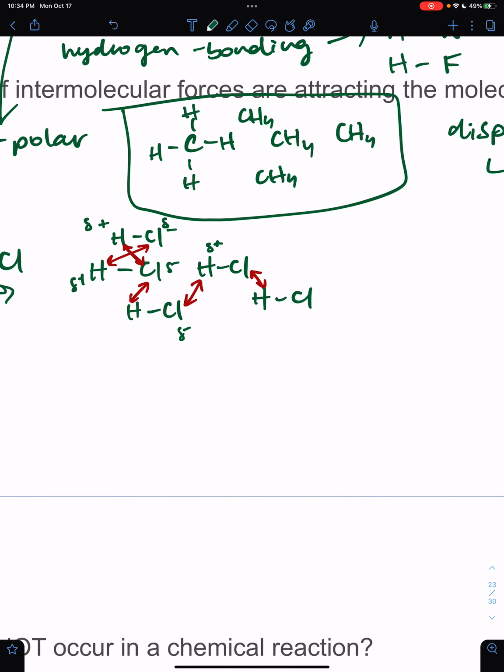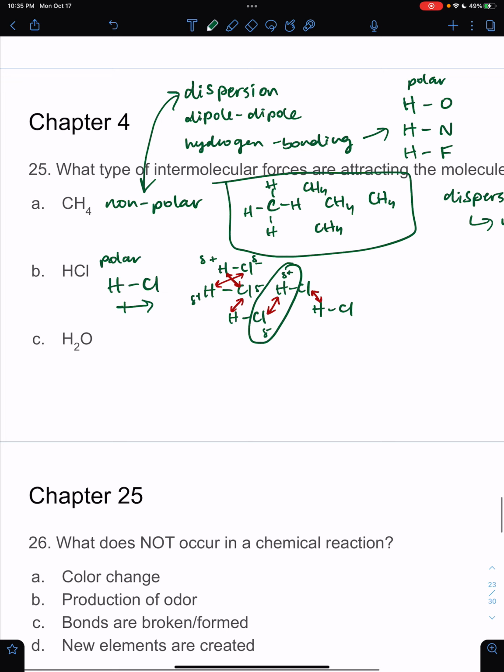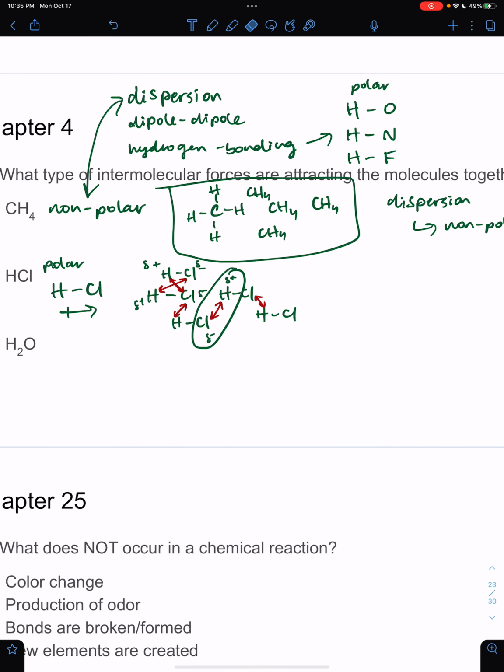And that's where the intermolecular term comes in. It's between two different molecules. So this one is going to be dipole-dipole, because the dipoles of each molecule are attracted to each other. And we know it's not hydrogen bonding because this is a hydrogen attached to a chlorine. It's not attached to an oxygen, nitrogen, or fluorine.